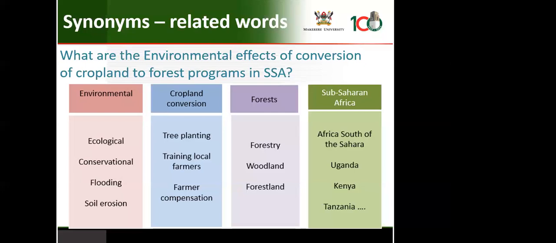Then forests. I put forests, but up there we have forest programs. So there is forestry, woodland, forest land. All those are related to forests, our keyword. Then of course, sub-Saharan Africa: we have about 56 countries. So when you're developing the search strategy, you must include all the countries. Just saying sub-Saharan Africa may not retrieve every study that was published there. So you will have to add Kenya, Uganda, Tanzania, all the 56 must be there. You see? And that's quite a lot of work. So I'm going to tell you how that has been solved by librarians.